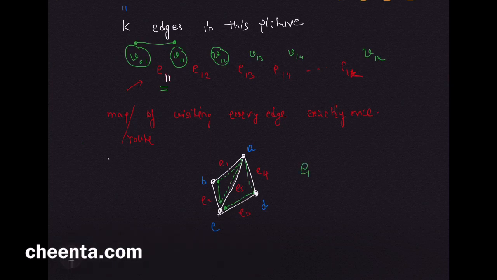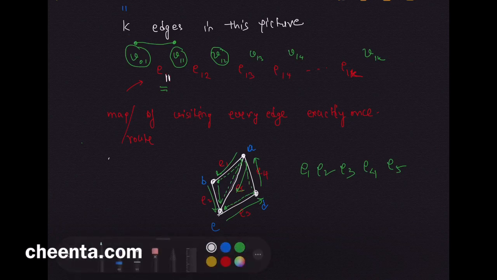E1. First I did E1, and then I did E2, and then I did E3, then I did E4, and then finally I did E5. So this is a very simple code, and this is the sequence of edges that works. There could be another sequence of edges, but this one definitely works.